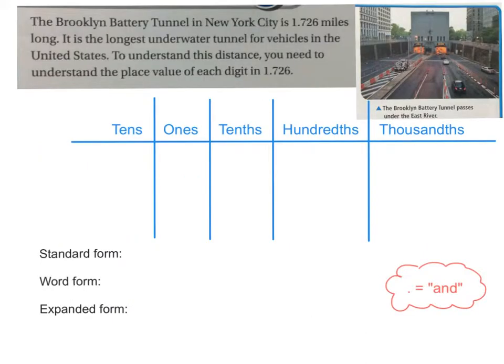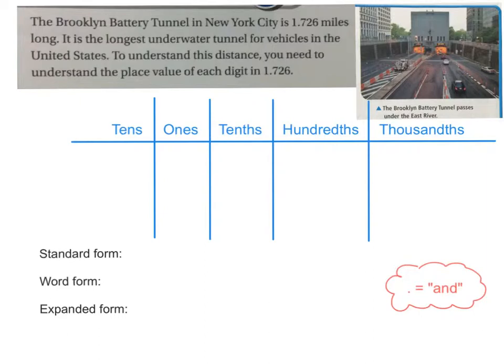Let's take a look at this. It says the Brooklyn Battery Tunnel, that's a real tunnel in New York City, and it's 1.726 miles long. It is the longest underwater tunnel for vehicles in the United States. To understand this distance, to understand really how long that is, you need to understand the place value of each digit in 1.726. Okay, so the Brooklyn Battery Tunnel is a real tunnel in New York, and it goes under the East River, and cars can drive on it. And it's a way for cars to go underwater, right? Because the tunnel protects them from the water.